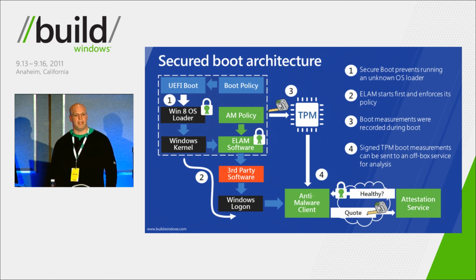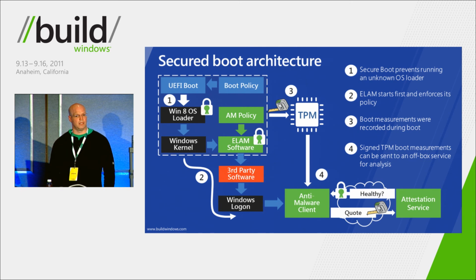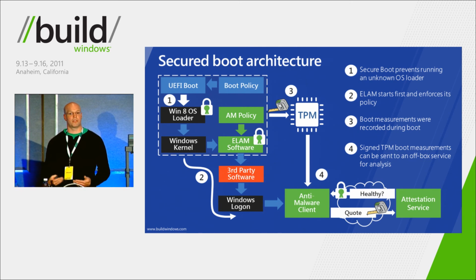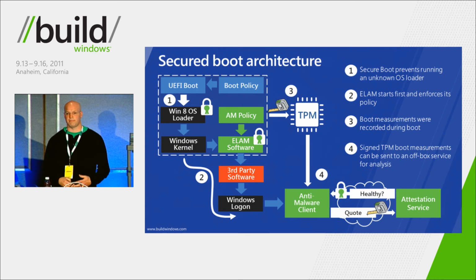An example of when an anti-malware product might do this is, suppose the anti-malware product expects to get measurement updates or antivirus signature updates every 6 hours. If that update doesn't happen, it might say, this client's gone out of policy.